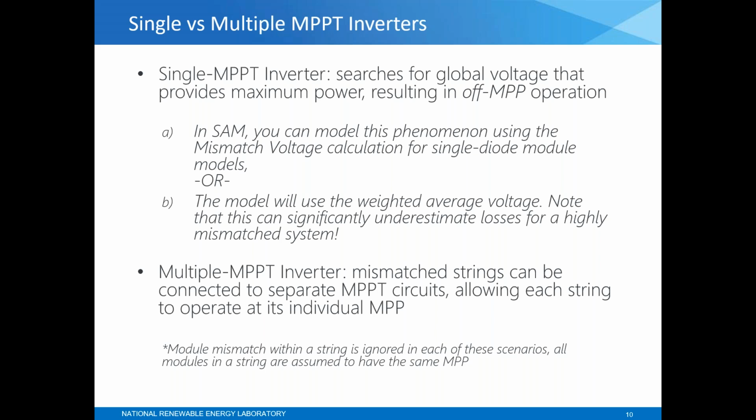However, the other solution to having some of these situations where your strings are operating or would be best operated at different voltages, you can solve that with a multiple maximum power point tracking inverter. So multiple MPPT inverters have multiple circuits within them that can perform maximum power point tracking. So if you connect strings to different MPPT circuits, you can allow each string to operate at its individual maximum power point, perhaps resulting in greater power for the overall system.